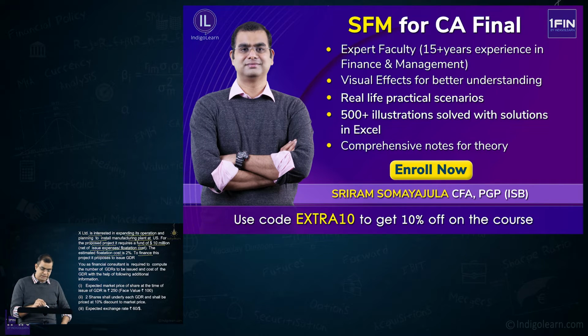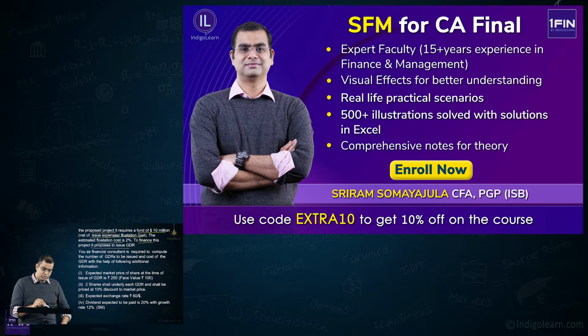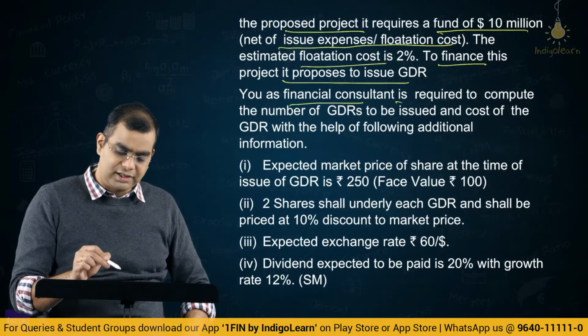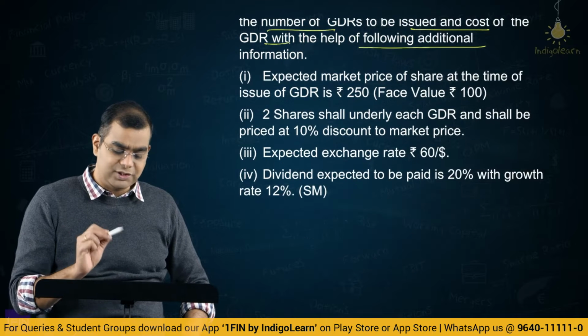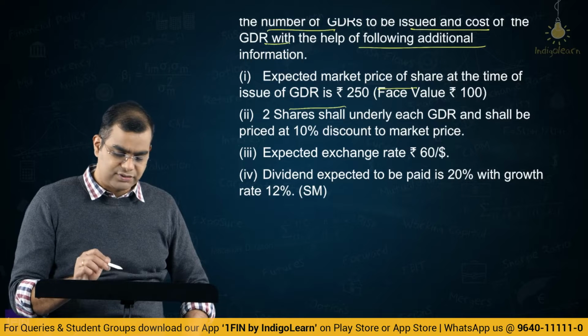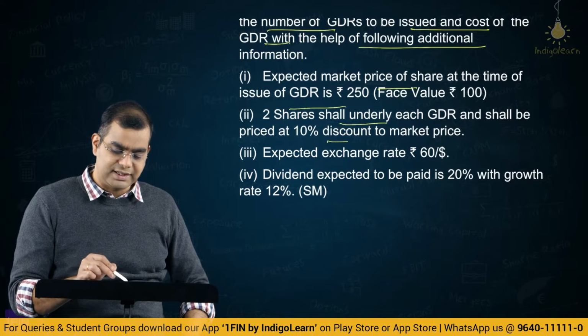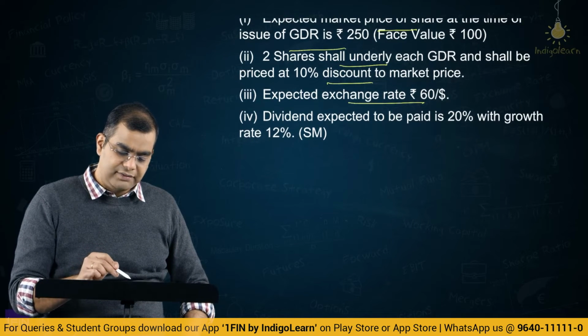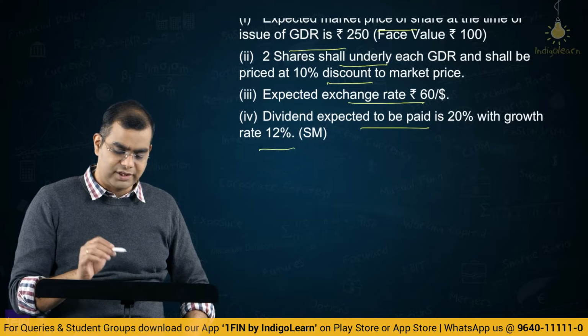To finance this project, it proposes to issue GDRs, that is Global Depository Receipts. You as a financial consultant are required to compute the number of GDRs to be issued and the cost of the GDR with the help of the following additional information. Expected market price of share at the time of issue of GDR is 250 rupees, face value is 100. Two shares shall underlie each GDR and shall be priced at a 10% discount to the market price. Expected exchange rate is 60 rupees per dollar. Dividend expected to be paid is 20% with a growth rate of 12%.